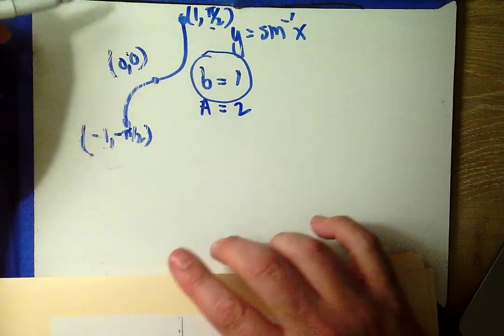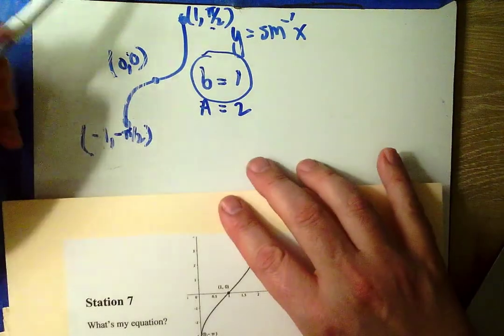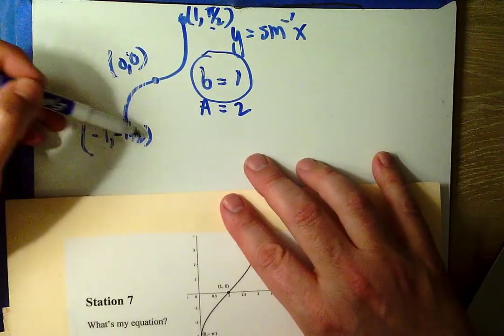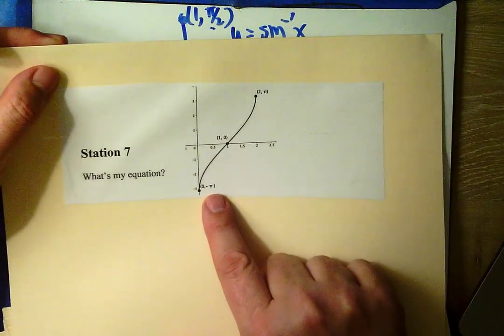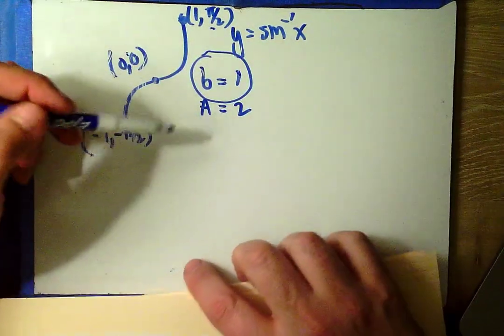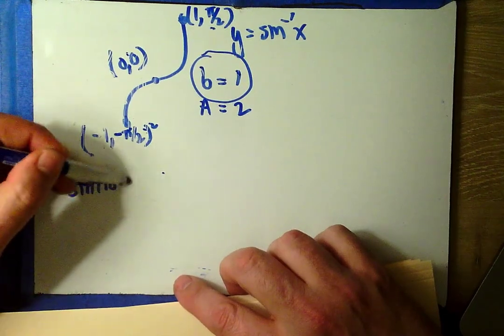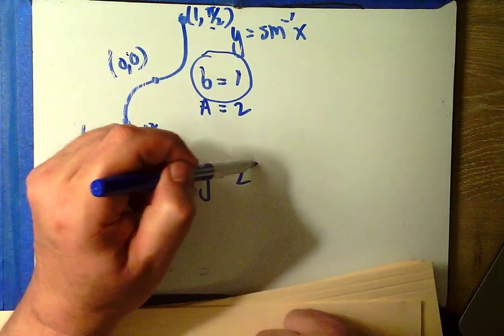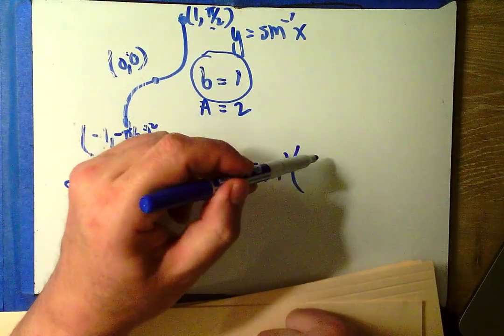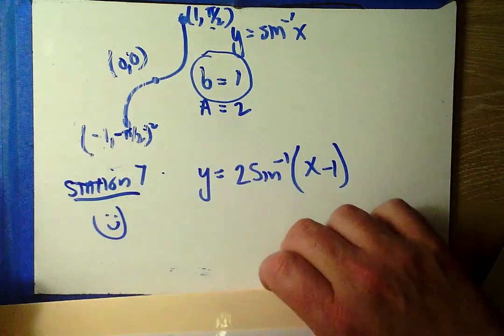I don't think I have a d value here. Nothing was shifted up. This graph was stretched. Let's test it with this bottom point. If I multiply negative pi over 2 by 2, do I get negative pi? I sure do. So that means the equation here on station 7 is y equals 2 inverse sine x minus 1. And we're all done with station 7.